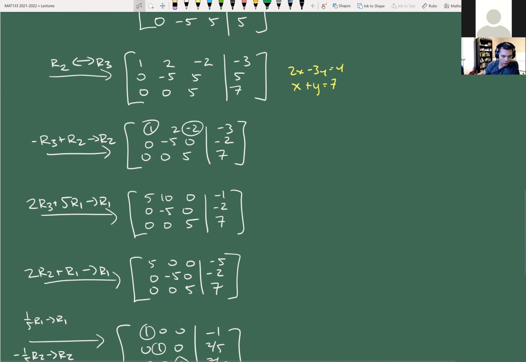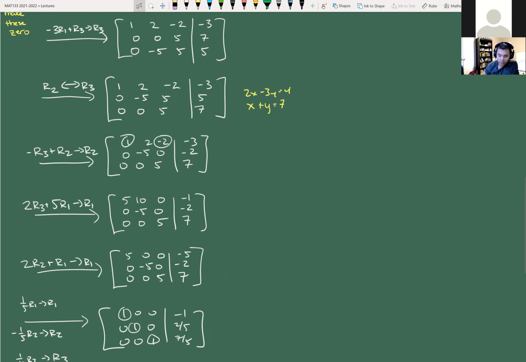There isn't a single way to put a matrix into REF or RREF. Okay, there's lots of different ways that you can do it. And as long as you always use legal techniques, that's fine. Okay, so that's something that you can do. If you ever have to do it by hand, you can do a little bit of manipulation, usually just to save yourself a little bit of work.